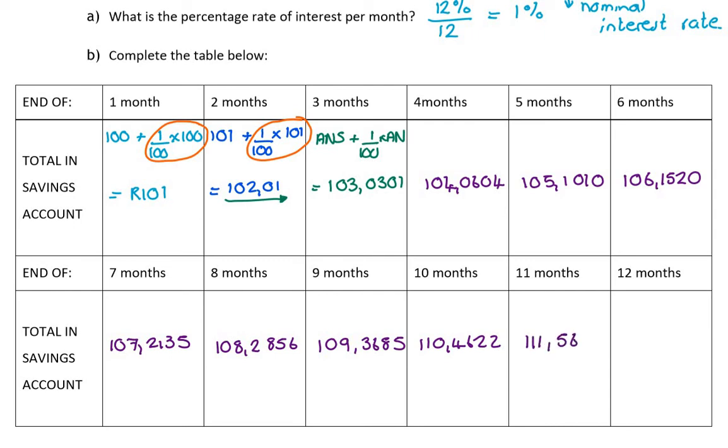So eventually, at the end of 12 months, if I round it off to 2 decimal places, because finally I've got to my answer, I've actually got 112 Rand and 68 cents.